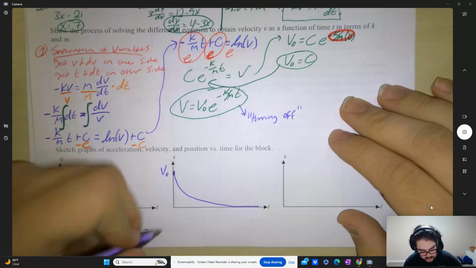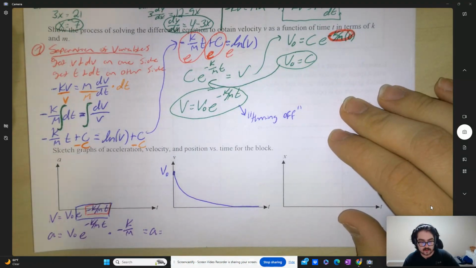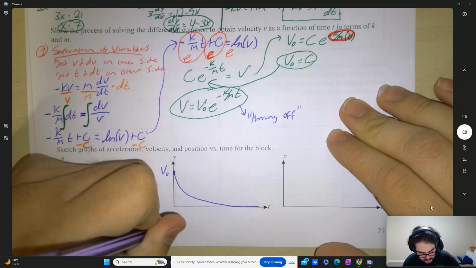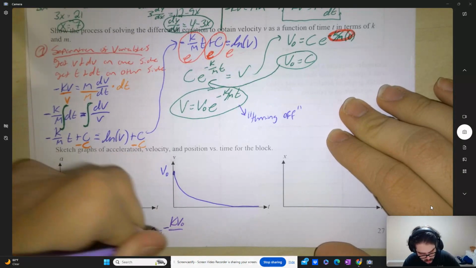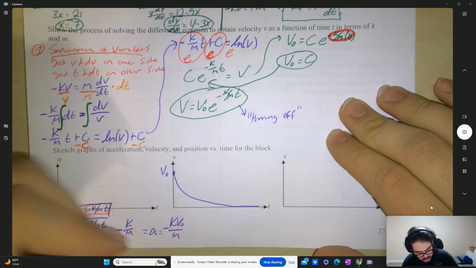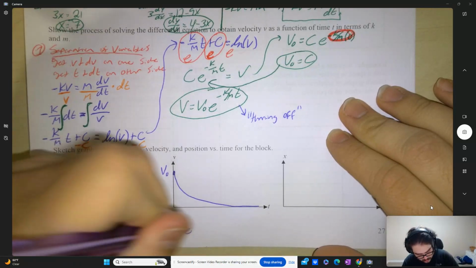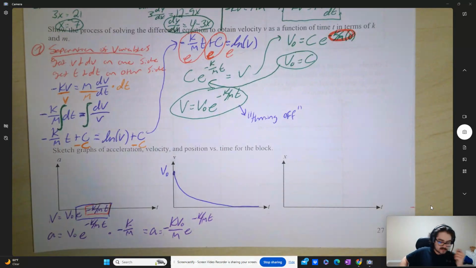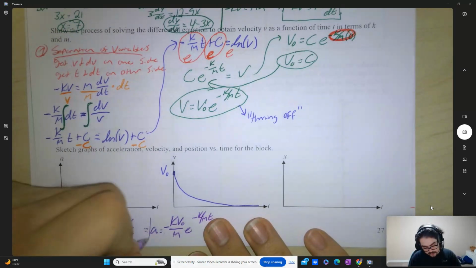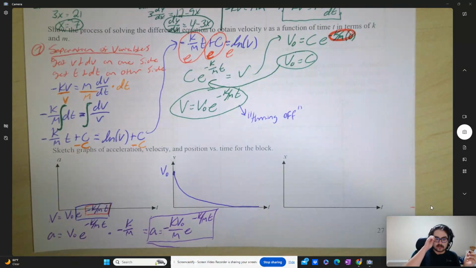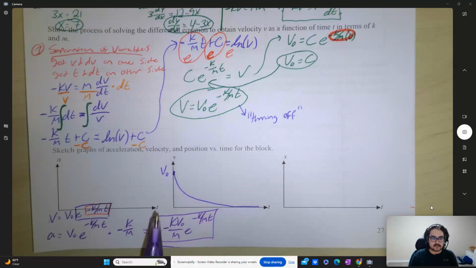And the way that that's going to look in a really nice condensed form is just negative k v naught over m, times e to the negative k over m times t. So that's how that's going to look right there. So there's your acceleration function. And this is also a turning on function, or sorry, a turning off function. That's also a turning off function.